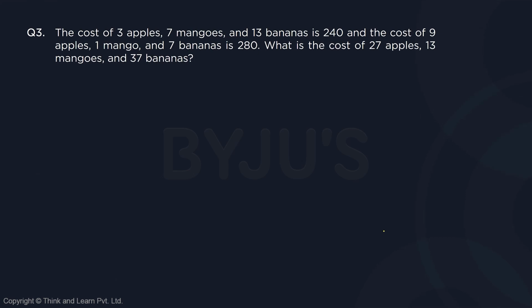Third, the cost of 3 apples, 7 mangoes, 13 bananas is 240. Cost of 9 apples, 1 mango, 7 bananas is this much. Cost of this you need to find. Pretty standard question again, based on linear equations, where there will be 3 variables but only 2 equations are given, and you need to find the value of the third part.